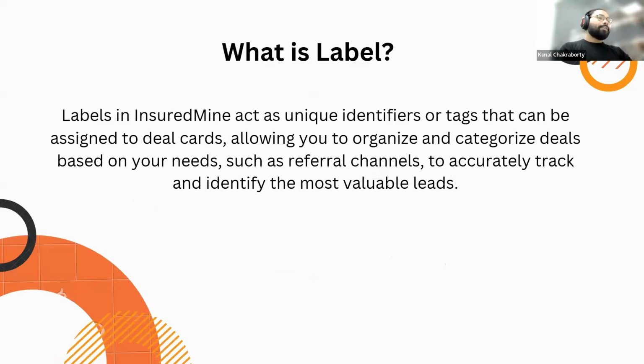right? So a label in InsuredMine acts as a unique identifier, and it can be assigned to deal cards. You can organize or categorize your deal cards based on your needs, and that is where labels come into place. You can also track and identify the most valuable leads and assign labels onto them. So that is the nutshell of what a label is.